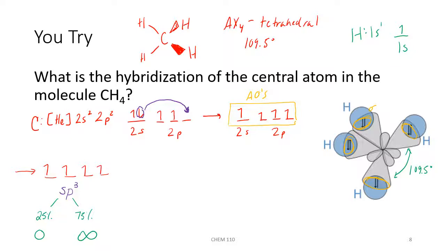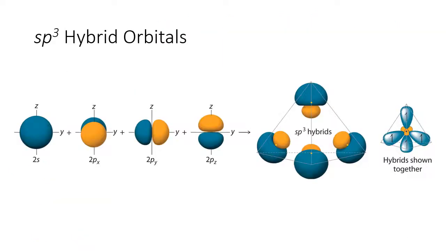So we have 1, 2, 3, 4 sigma bonds in our molecule, which we should have predicted just based upon the Lewis structure. We had 4 single bonds, so each one would represent the formation of 1 sigma bond. Anytime we have a molecule that we draw and its Lewis structure tells us that it's in the AX4 family, the hybridization on that central atom will end up being sp3.